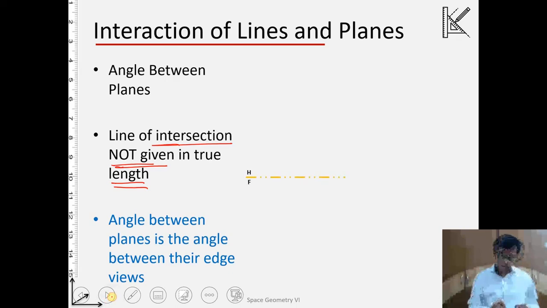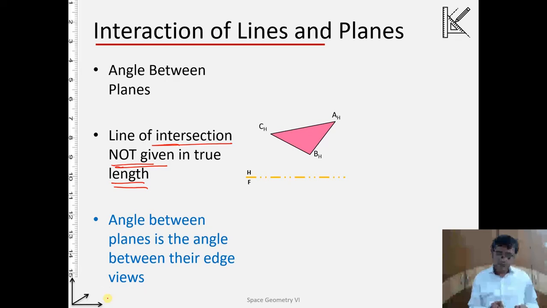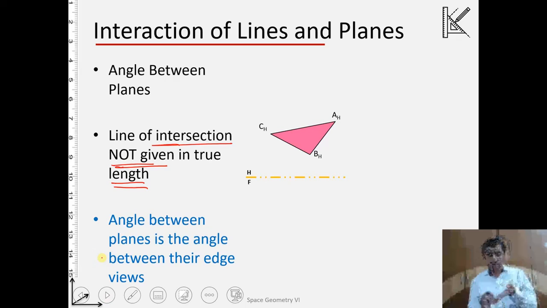So let me make the planes. A plane is A, B, C and its projection on the horizontal. So right now I am showing you the projection of a plane. The plane is here, A, B, C on the horizontal principal plane.